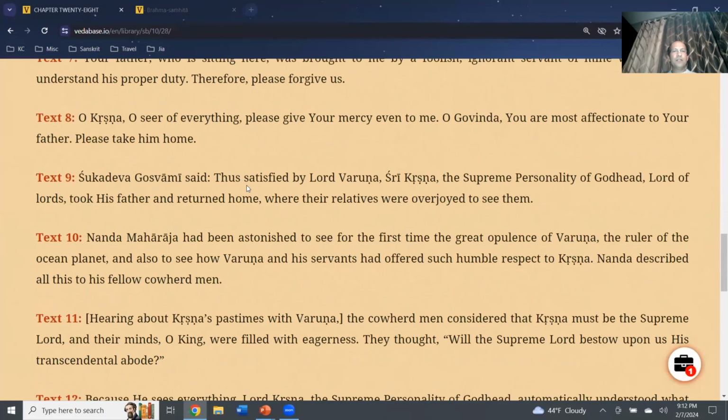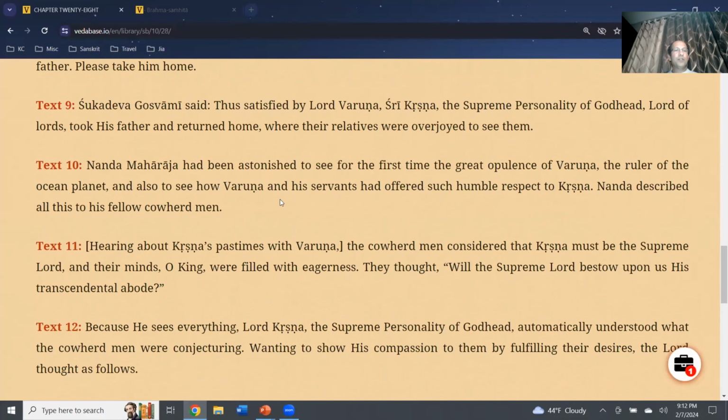from the 9th verse. So thus satisfied, he satisfies Varuna, where Varuna worships Kṛṣṇa, and by his opulence and reverence for Kṛṣṇa, Nanda Maharaj is very, very surprised. So the Supreme Personality of Godhead, Lord of the Lords, took his father and returned home, where their relatives were overjoyed to see him and Nanda Maharaj. Nanda Maharaj was astonished when he went to Varuna's palace and saw their opulence.